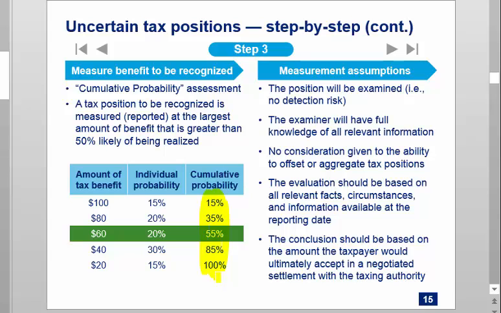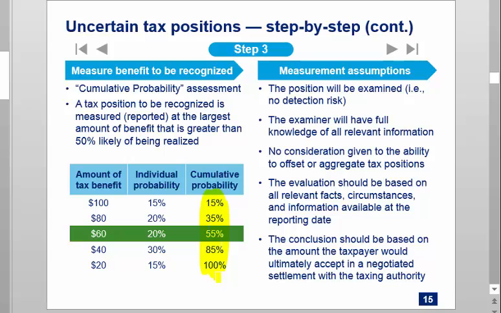Does that math make sense to you? So the odds of you getting at least 60 is going to be the sum of the odds of you getting 100, the odds of you getting 80, and the odds of you getting 60, or 55%. So the cumulative probability of that $60 outcome happening is more than 50%. So you book that. That's the answer.